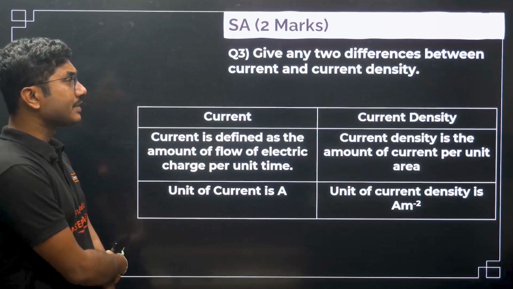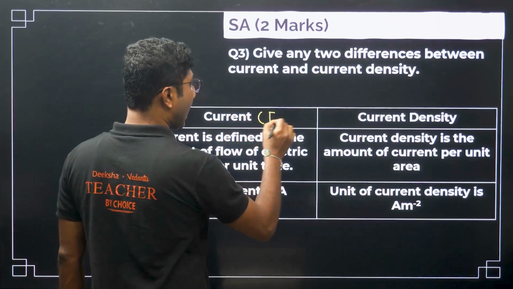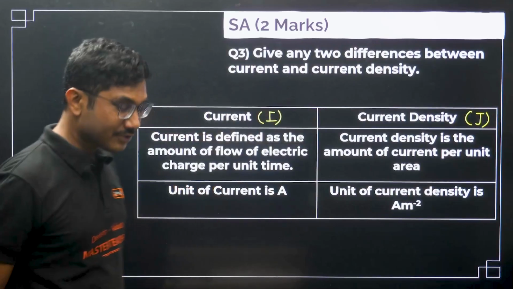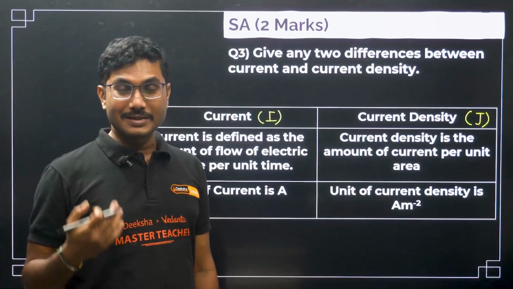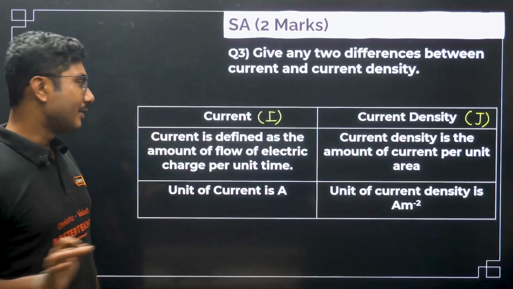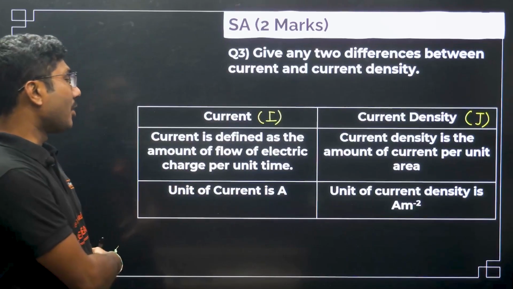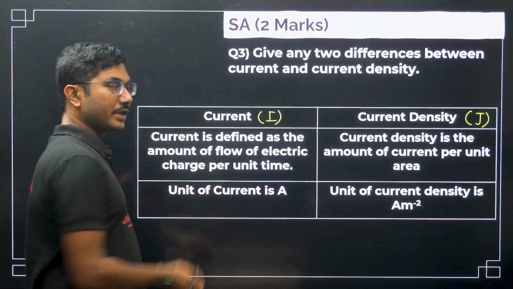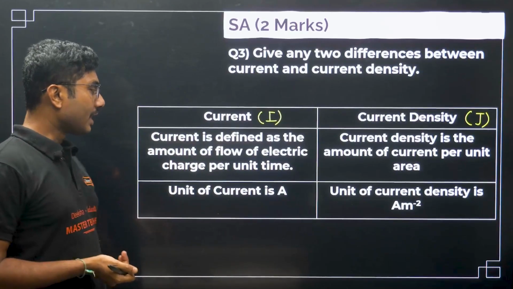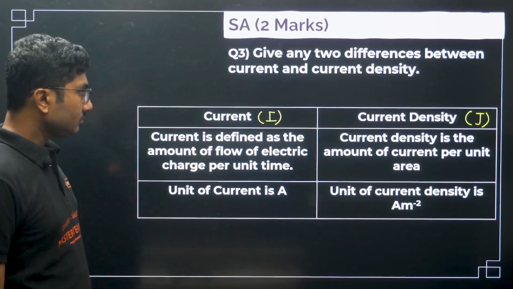Give any 2 differences between current and current density. Current is denoted by, of course, I, and current density is denoted by symbol J. Now that is not a difference, by the way. I have seen students write that current is denoted by symbol I, current density is denoted by J. That is not considered to be a difference. Unit can be considered as a difference, but not the symbol. So current is defined as the amount of flow of electric charge per unit time. Current density is the amount of current per unit area. Unit of current is ampere. Unit of current density is ampere per meter square.